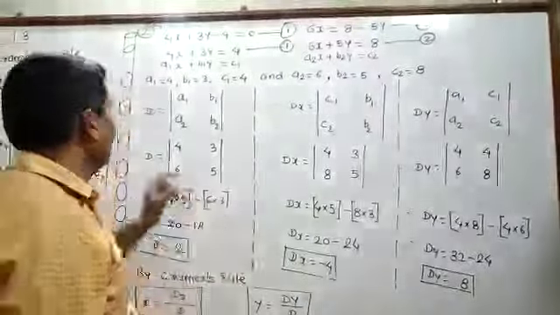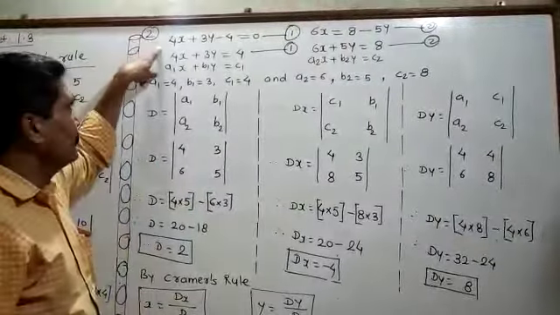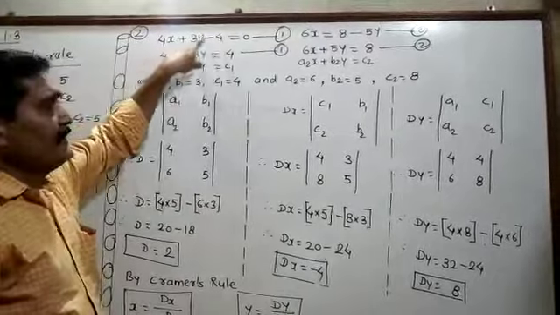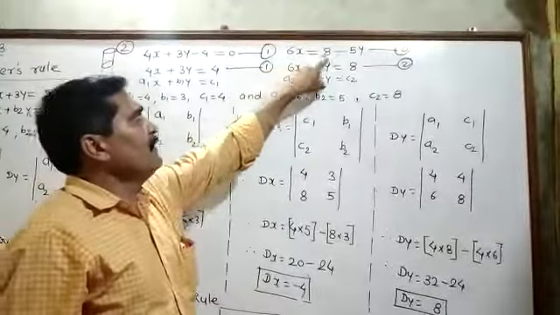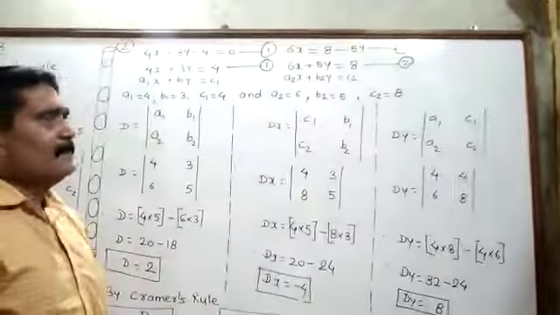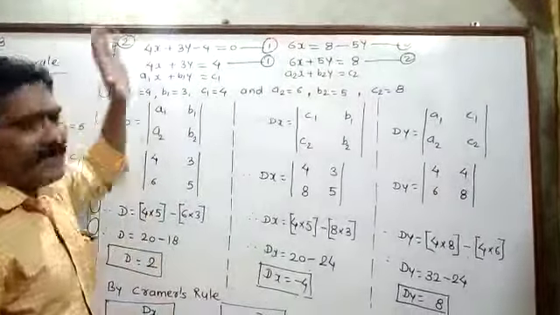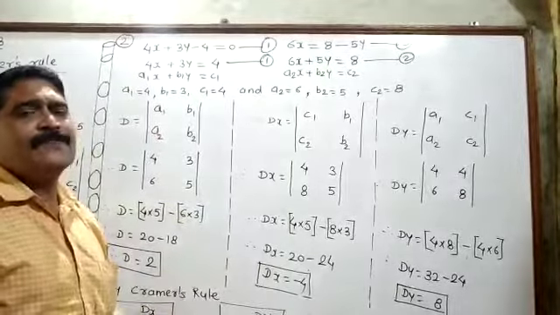Today we start with the second example of 1.3. This is 4x plus 3y minus 4 is equal to 0 and 6x is equal to 8 minus 5y. So this example is not in the standard form. So you have to convert it into the standard form.